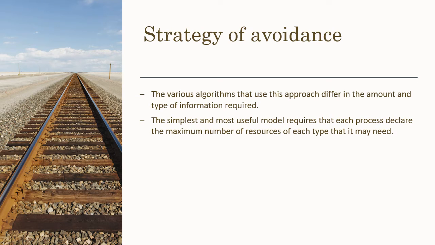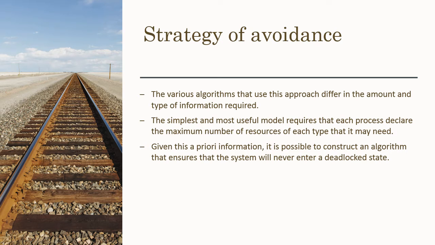The simplest and most useful model requires that each process declare the maximum number of resources of each type that it may need. Notice that here the process is not requesting all resources at the start, it is simply declaring its needed resources throughout its lifetime at the start. It will request the same resources later as and when required.